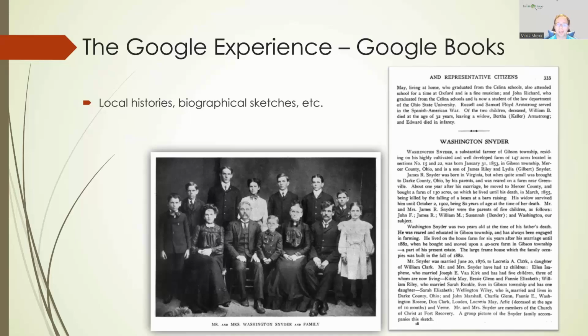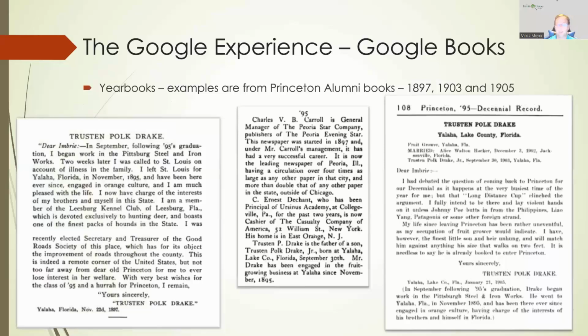Google Books also has some yearbooks that can be really helpful. So here's an example of Princeton University's alumni books. And this is talking about the class of 1895. So they had alumni books that I've been able to find from 1897, 1903, and 1905. And think about what genealogical information or what stories you might be able to see while you're reading through these articles.